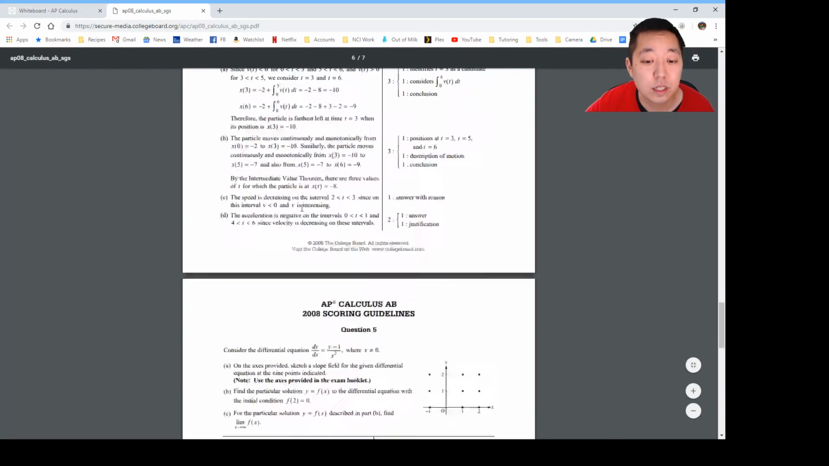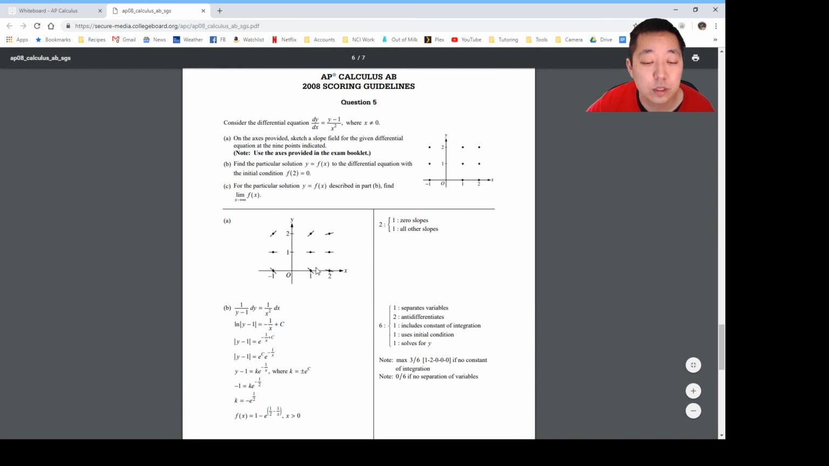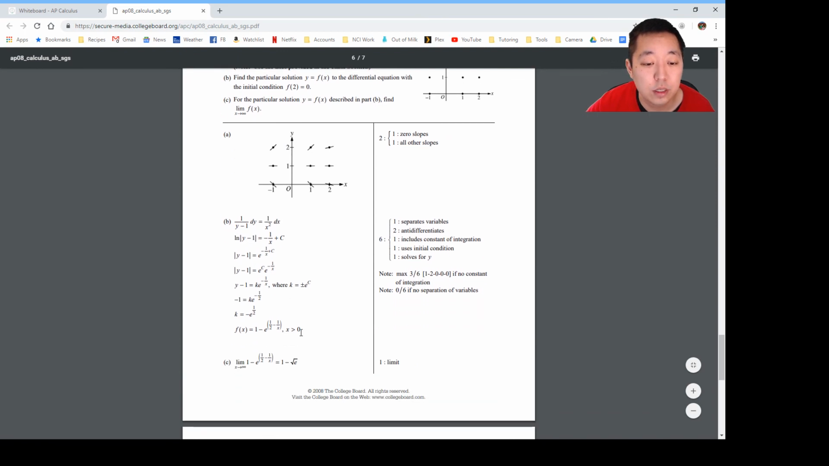Okay. All right, let's take a look. This picture looks pretty good. And this is correct. E to the 1 half is root e, right?